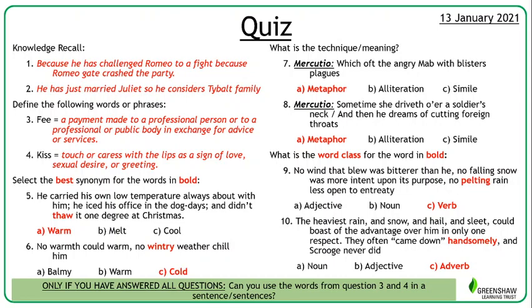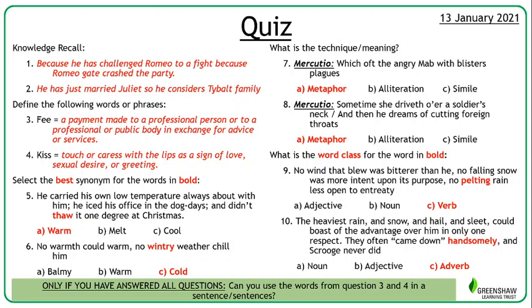The word fee is a payment made to a professional person or a professional or public body in exchange for advice or services. So anything about a payment or money that is given to someone in return for services, you can have. Number 4, kiss is touch or caress with the lips as a sign of love, sexual desire or greeting. So anything about pressing your lips to something in an affectionate way will do. Number 5, the best synonym for thaw is warm. Number 6, the best synonym for wintry is cold.